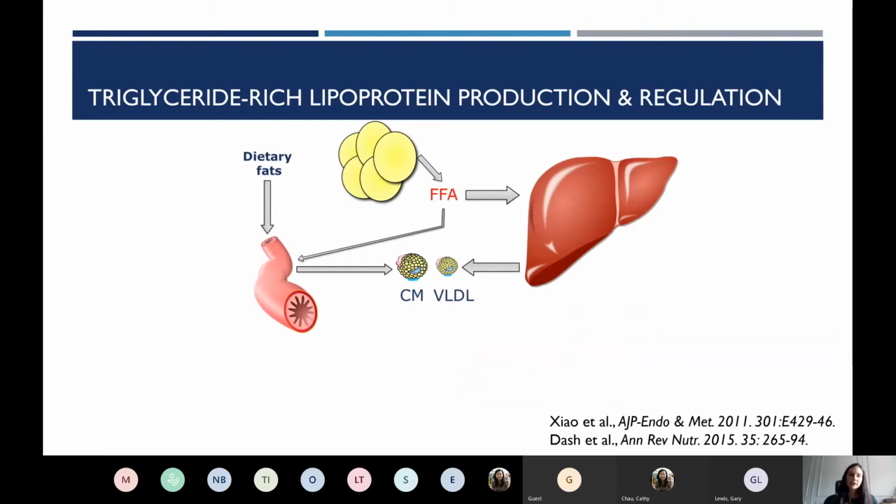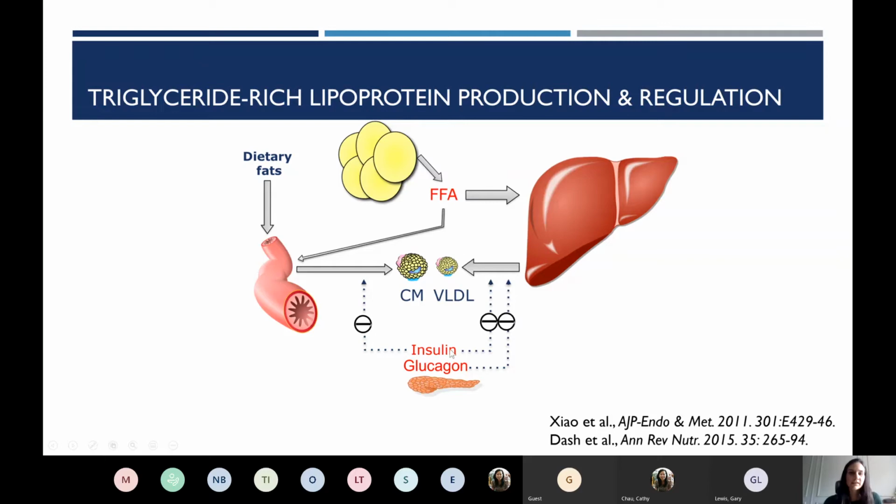So there are chylomicrons and VLDL coming from the intestine and the liver. The lipid within chylomicrons is coming mostly from dietary fats, but also from free fatty acids that are released by adipose tissue. And those free fatty acids can also go to the liver and become incorporated in VLDL. What we found is that there are regulators of this.